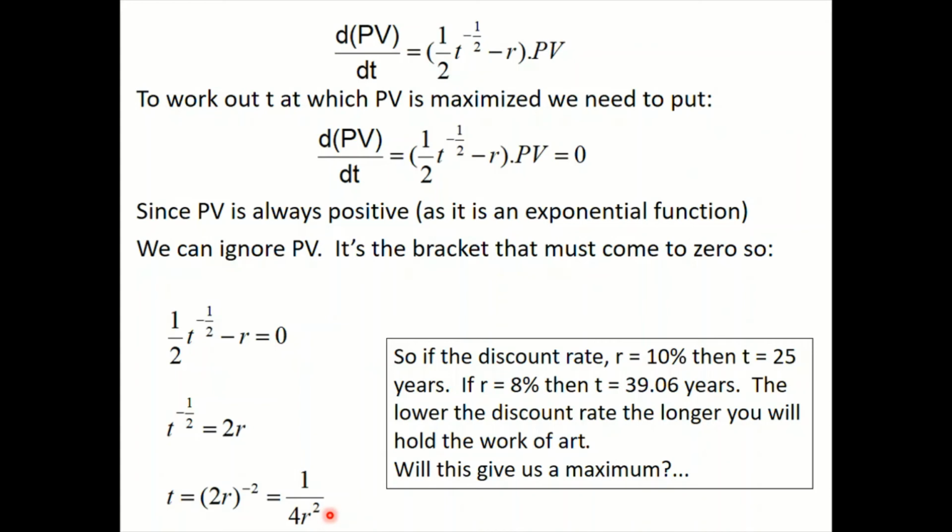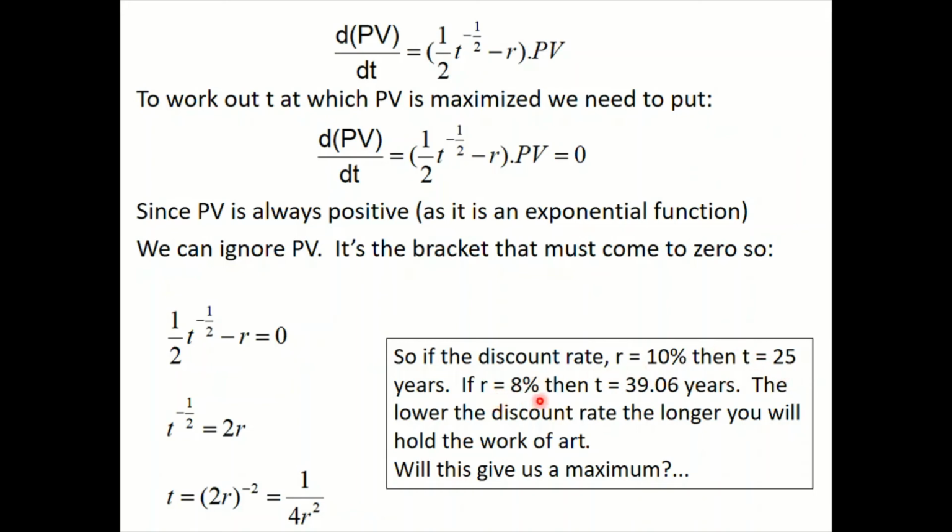squared. So what this now enables us to answer is, depending on what the interest rate is, or the discount rate, we can now work out the optimal time, the best time at which to sell our work of art. If we read what's in the box here, if the discount rate is 10%, then t equals 25 years. That's when we should sell the work of art.